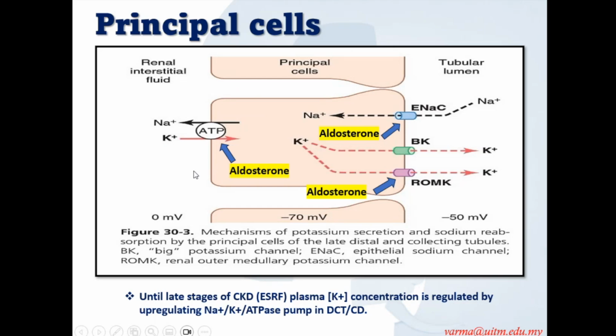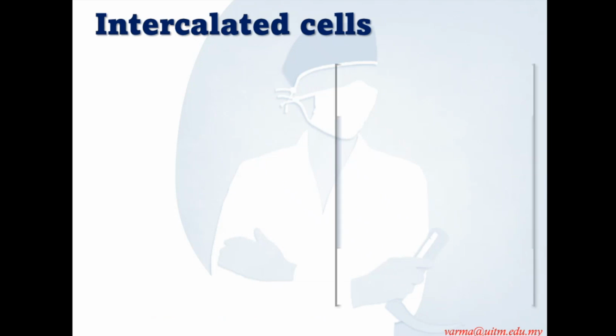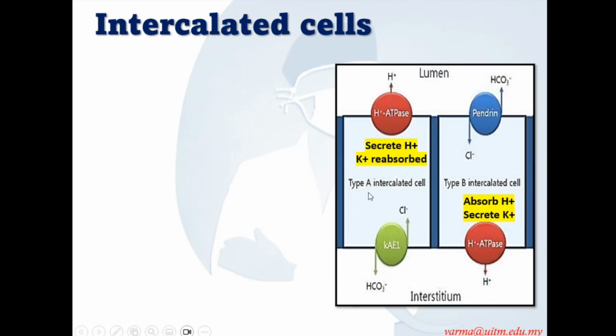What do the principal cells do? They are involved in sodium reabsorption, they are involved in potassium excretion, and they are largely regulated via aldosterone influence. That's about the principal cell in the distal tubule and collecting tubule. Now we go to the intercalated cell. Intercalated cells have type A and type B. What does type A do? Type A reabsorbs potassium and type B secretes potassium.